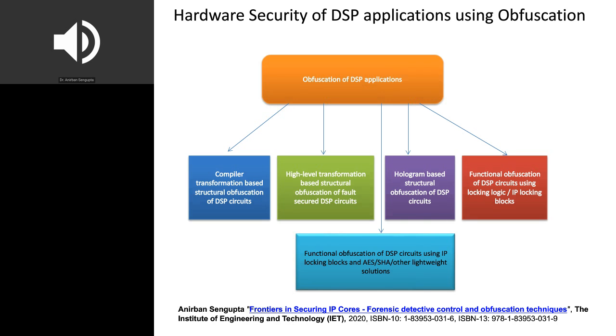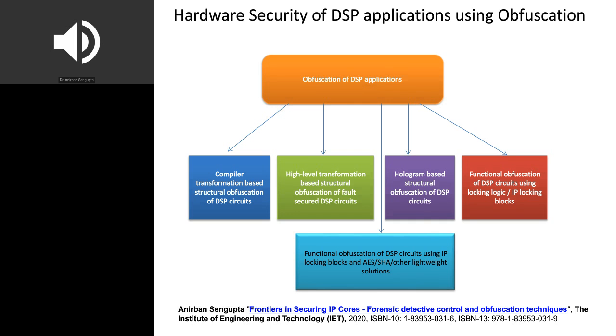The second is high-level transformation based structural obfuscation of fault-secured DSP circuits. Fault-secured DSP circuits are often used in aerospace applications, and the reason it's called fault-secured is that it has the ability to either detect a transient fault or tolerate a transient fault. Transient faults are quite different from intermittent and permanent faults, because a transient fault remains valid for just a few picoseconds and then the error vanishes. Therefore it needs a sophisticated algorithm to perform fault security and fault tolerance.